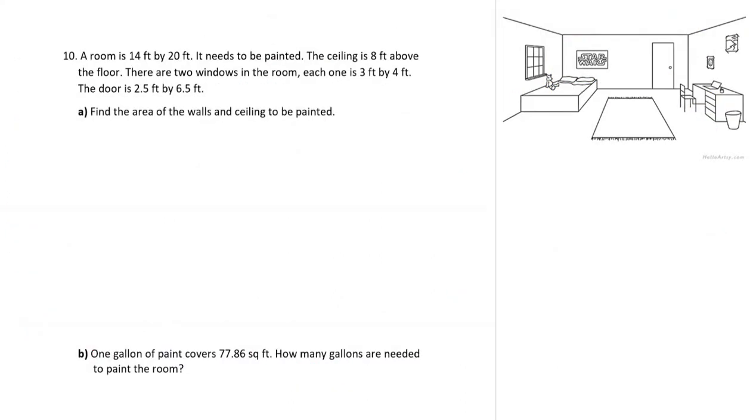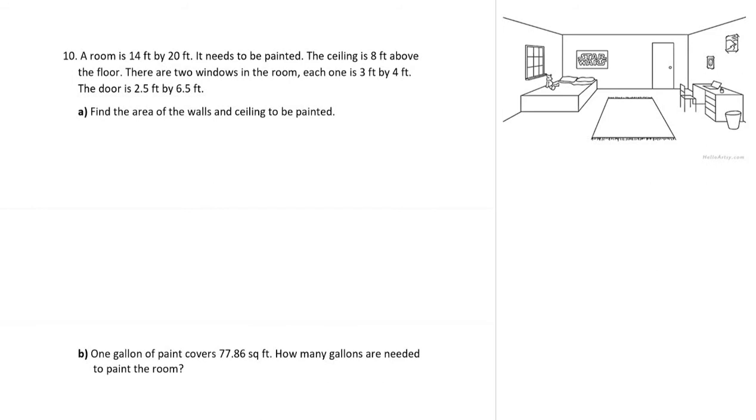Problem 10, a room is 14 feet by 20 feet. It needs to be painted. The ceiling is 8 feet above the floor, and there are 2 windows in the room. Each one is 3 feet by 4 feet, and the door is 2.5 by 6.5 feet. First of all, I'm asked to find the area of the walls and ceiling to be painted. And what they want to know here is the area of the walls without the windows and without the door.